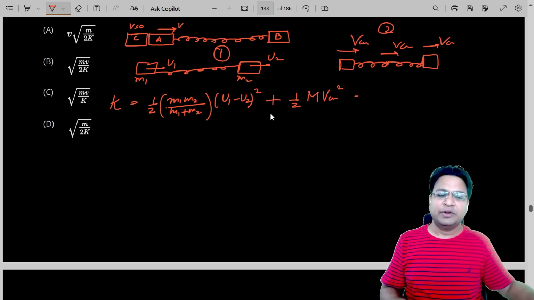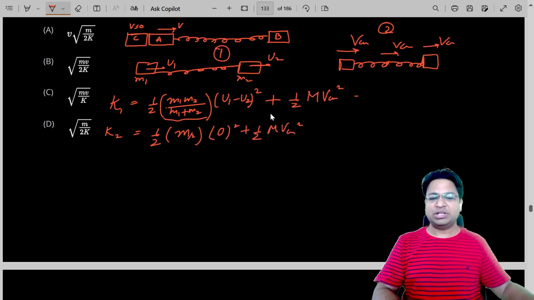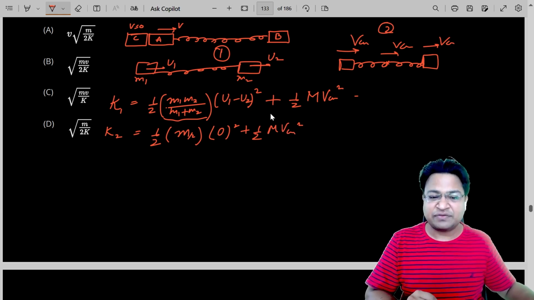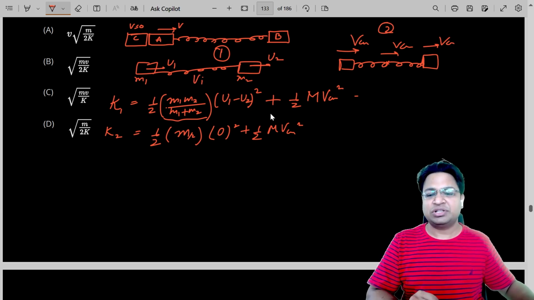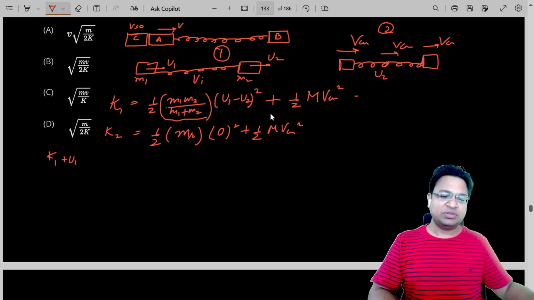Let me call this as instant two. So if I write the kinetic energy at instant two, that would be half into reduced mass into u relative squared, which is zero, plus half m VCM squared. So you see that in this position, whatever was the energy stored in the spring right now, let U1 be the energy stored in spring, and here it would be U2. So we can write that K1 plus U1 will be equal to K2 plus U2.